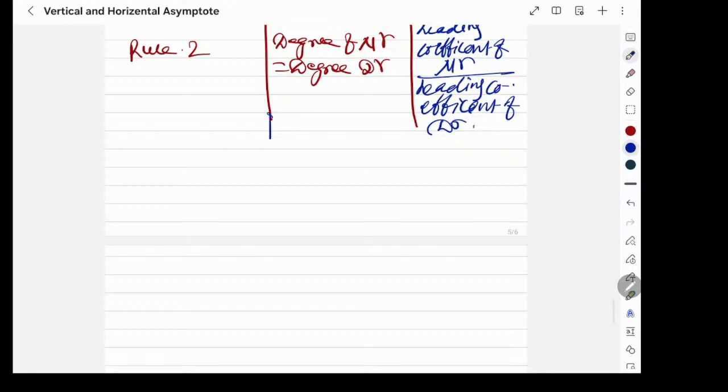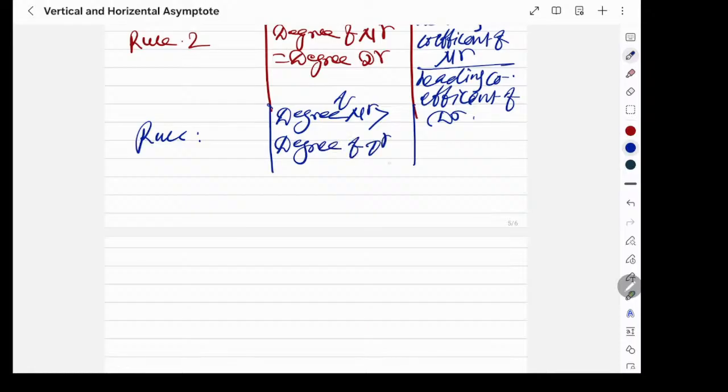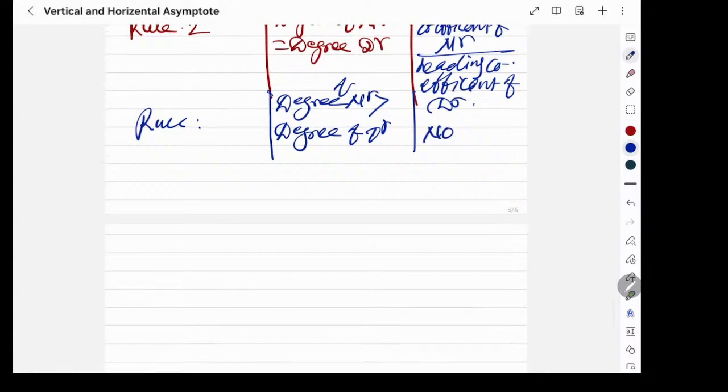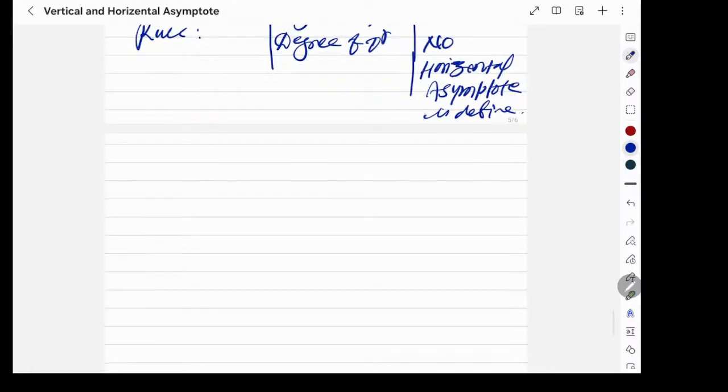The third rule says that if the degree of the numerator is greater than the degree of the denominator, then there is no horizontal asymptote. That means no horizontal asymptote is defined; directly we say that it doesn't exist.